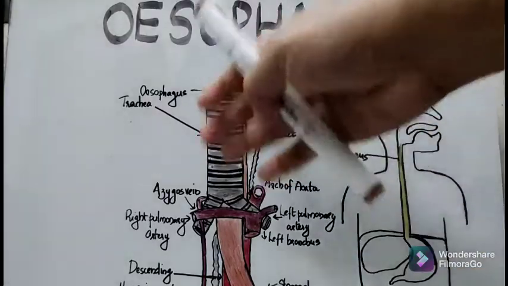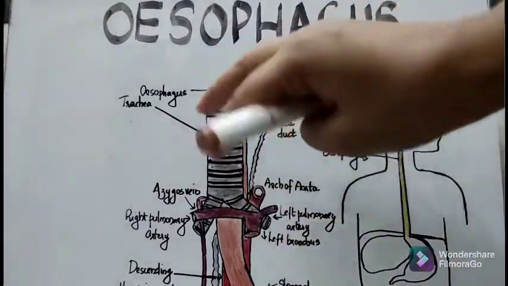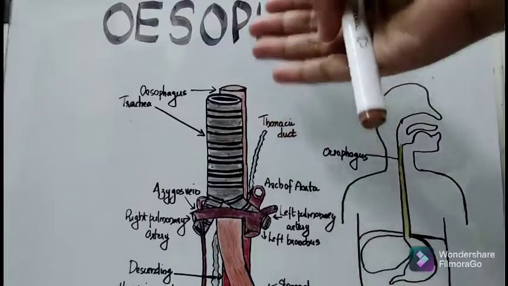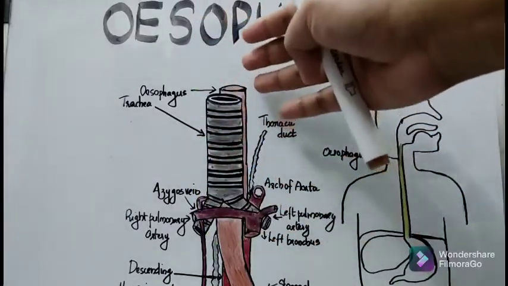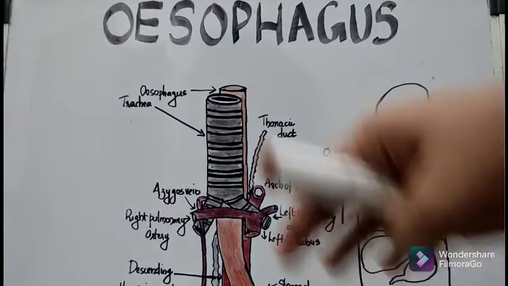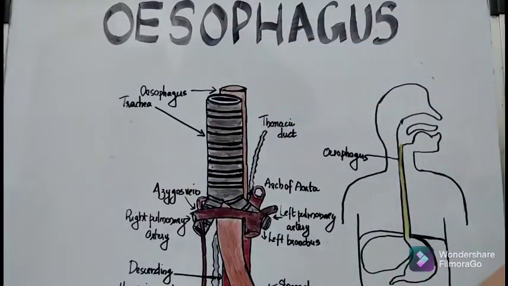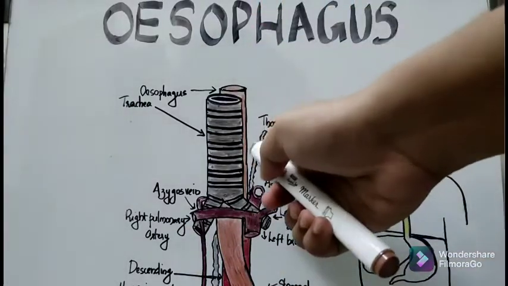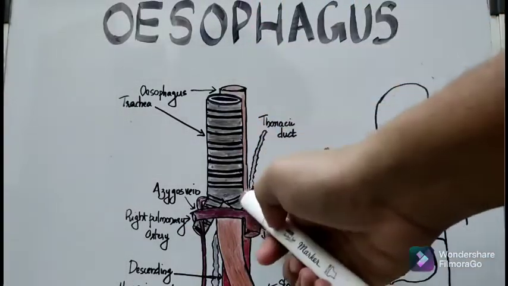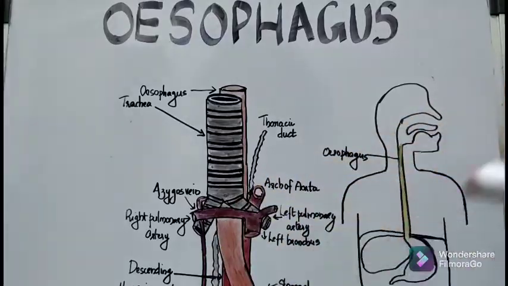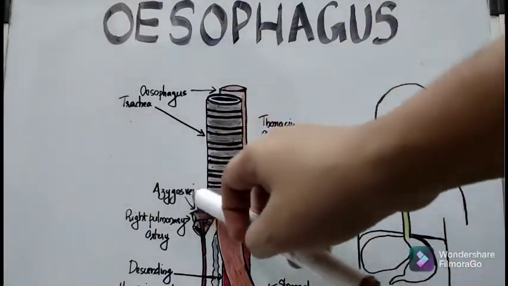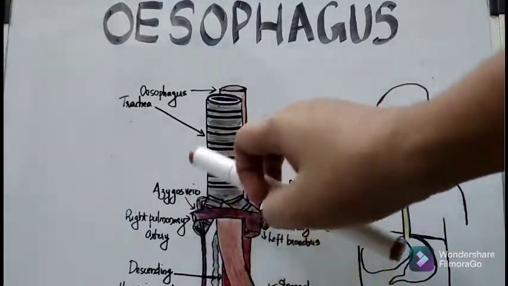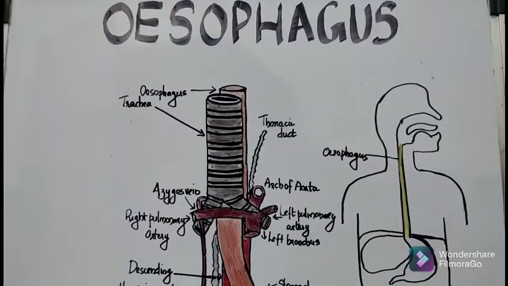Posteriorly there is the vertebral column. We have already discussed that the esophagus is seen anterior to the vertebral column. So posteriorly it is related to the vertebral column. Right posterior intercostal arteries. In this figure you cannot see that. Next, the thoracic duct. This is the thoracic duct. So it is posteriorly related to the thoracic duct. Azygous vein. This is the azygous vein. So it is also related to the azygous vein.